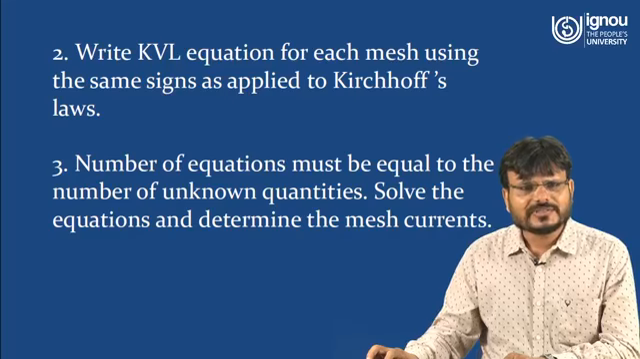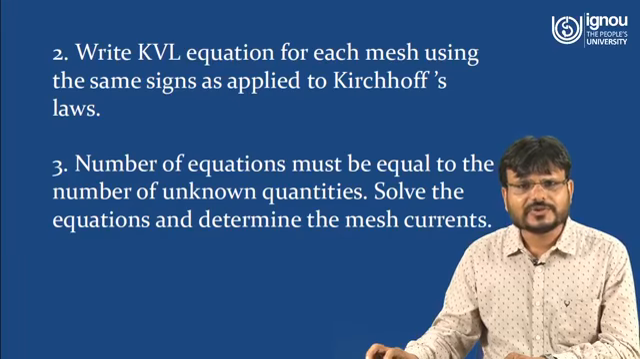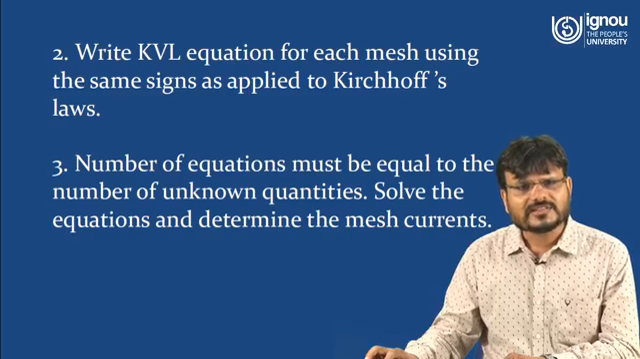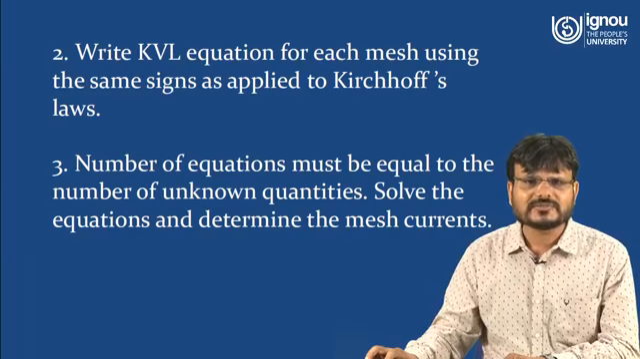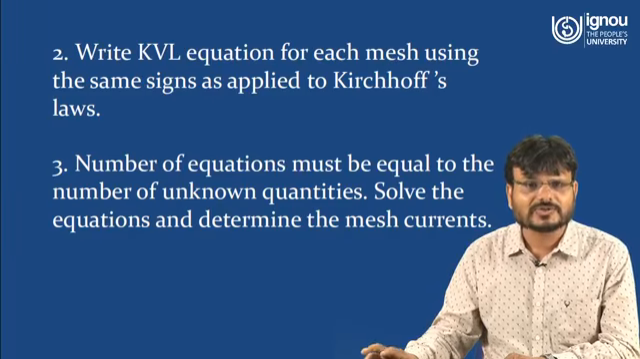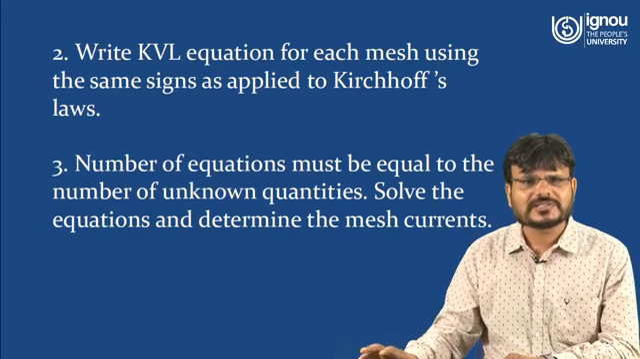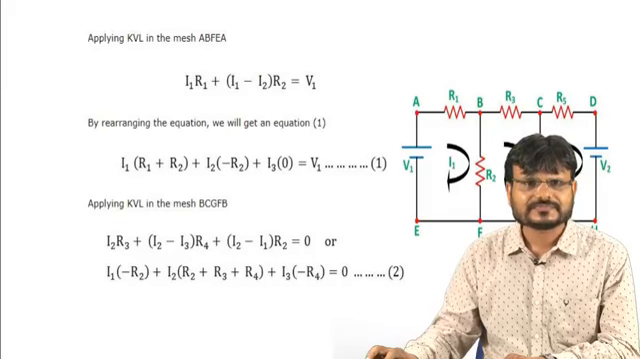Now the second step is to write the KVL equation for each mesh using the same signs as applied in Kirchhoff's law. The third step is that the number of equations must be equal to the number of unknown quantities, and solve the equations and determine the mesh currents.